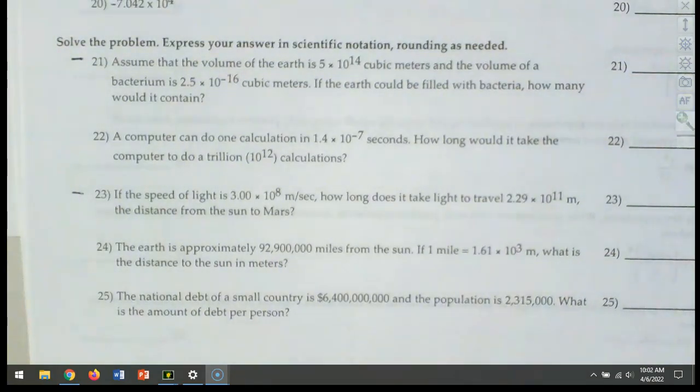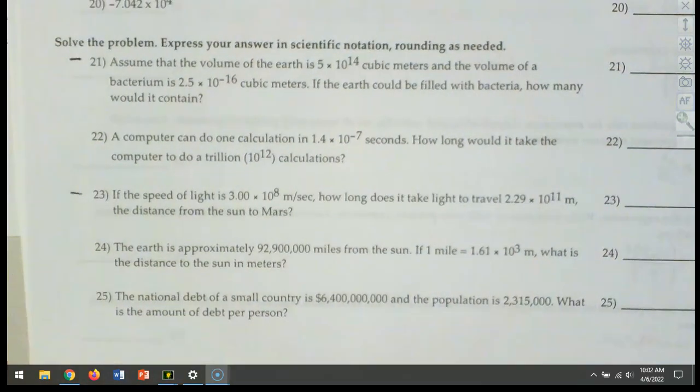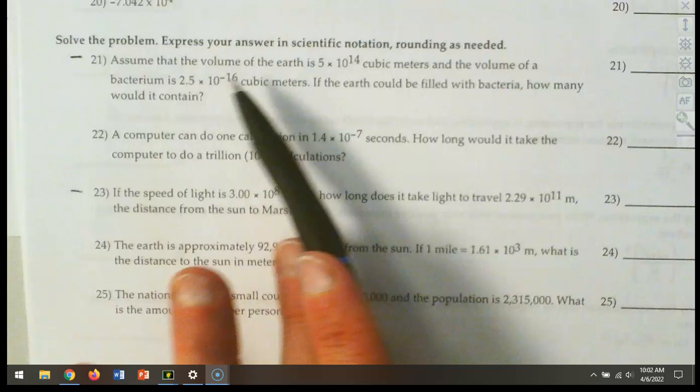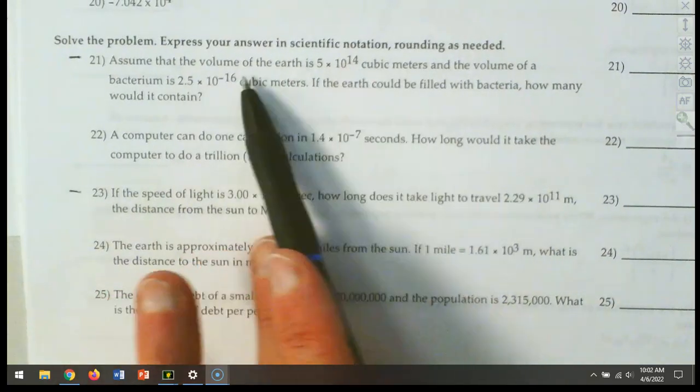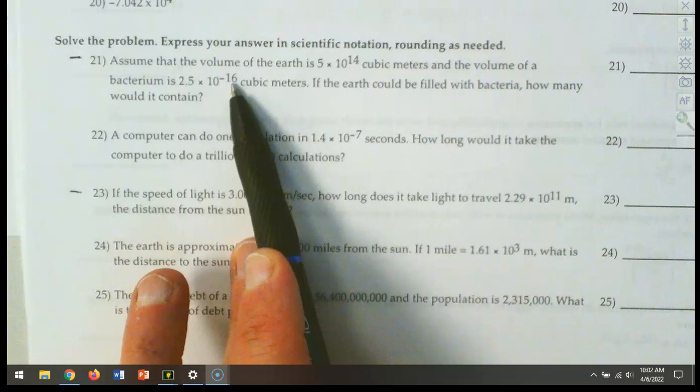Now, when I read a question like this, I use some common sense to think about what my answer is going to be. Is my answer, do you think, going to be really small or really large? How many bacteria fit in the earth? Well, the earth is a great big place, right? Bacteria are very, very small. So there's going to be a huge amount of bacteria, right? So my exponent had better be really, really large. A large positive exponent on my times 10. Now, if I were to multiply, these exponents would do what? These would add together, and I would end up with a small number.